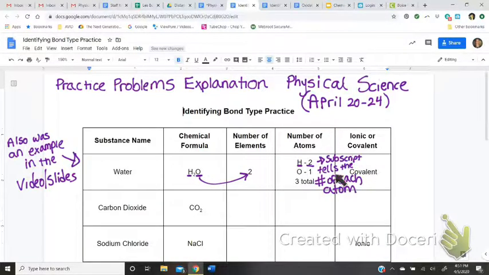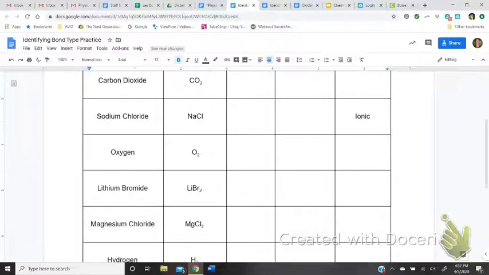And then what we're going to do is identify the type of bond, if it's ionic or covalent. And in this case, because water, both hydrogen and oxygen are nonmetals, we know that it's a covalent bond. So now we're going to go down to sodium chloride and do that practice problem.